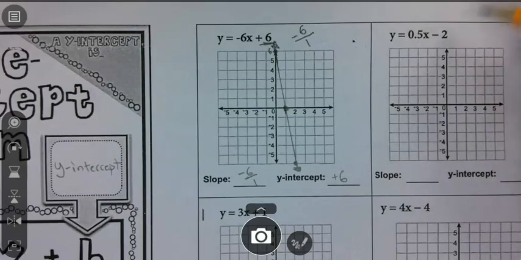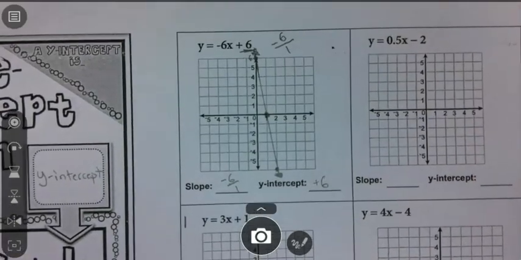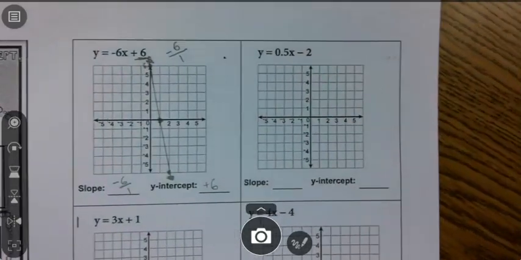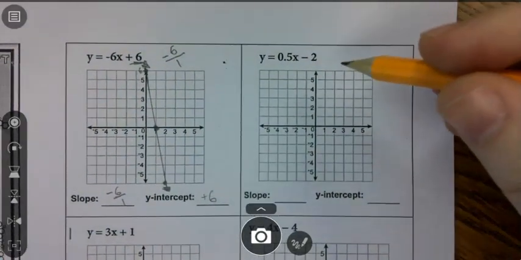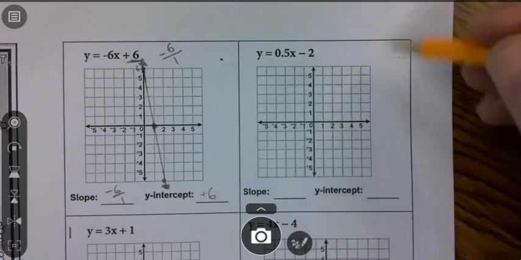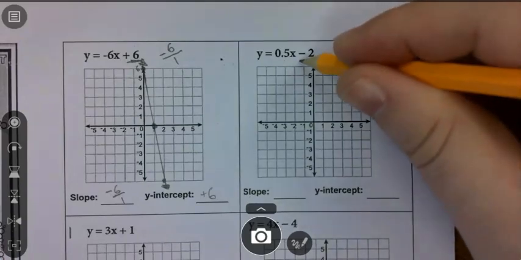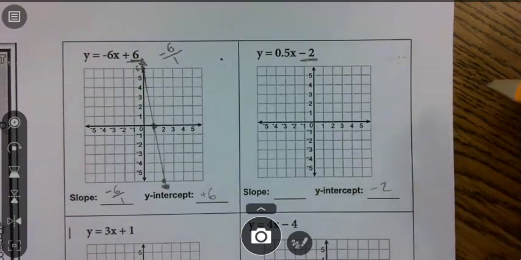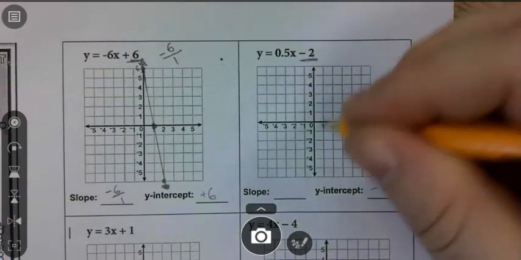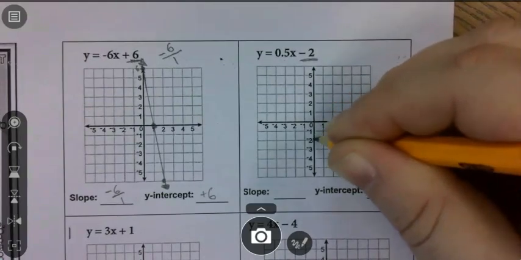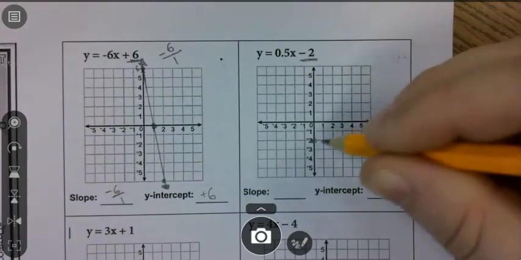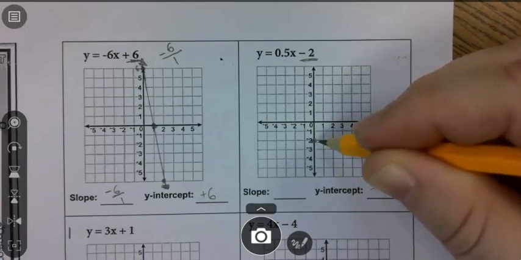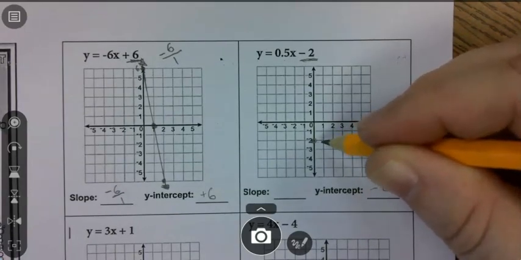All right. Moving on to our next example. Our next example is y is equal to 0.5x minus 2. I'm going to start with my y-intercept, which is showing at negative 2. So on the graph, I'm going to go down by 2 onto my vertical line to show my y-intercept on the y-axis at negative 2.